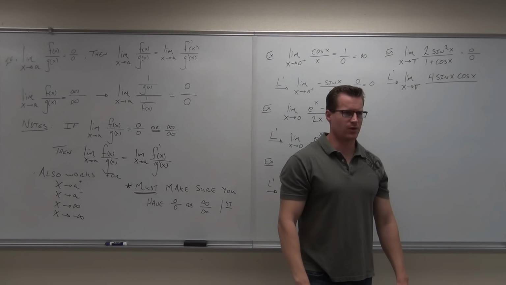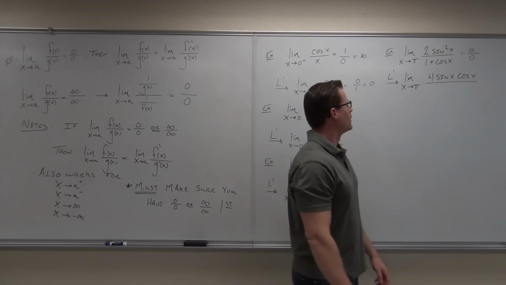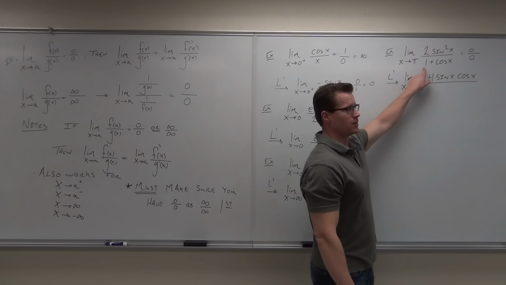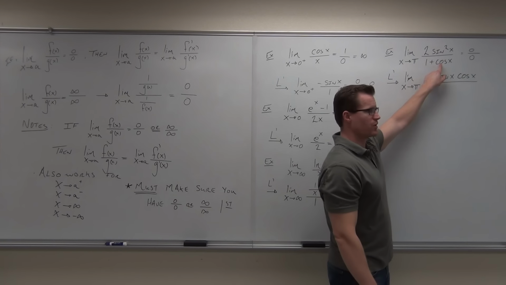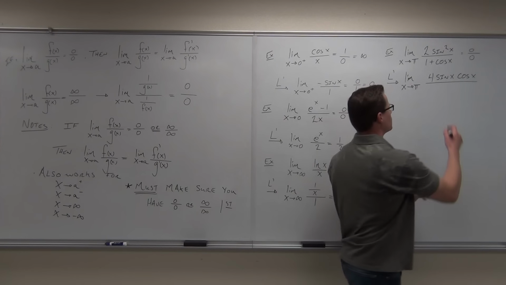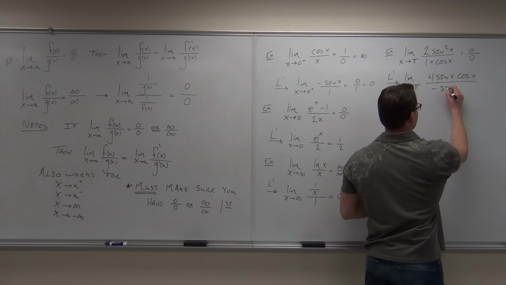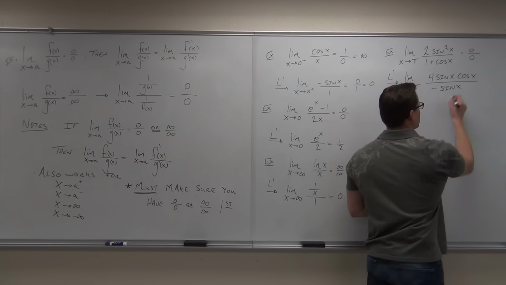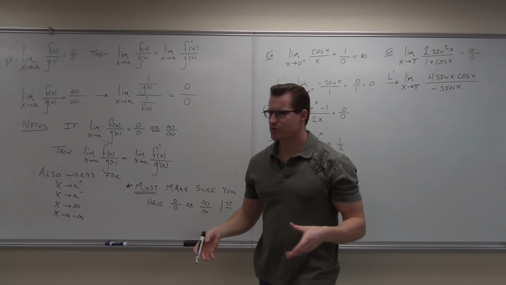Quick head nod if you're okay with that one. By the chain rule. Good. Now, denominator. What happens to the 1? Disappeared. Gone. Can you do the derivative of cosine? Yeah, negative sine x. Good. I like the negative. That's fantastic. Negative sine x.